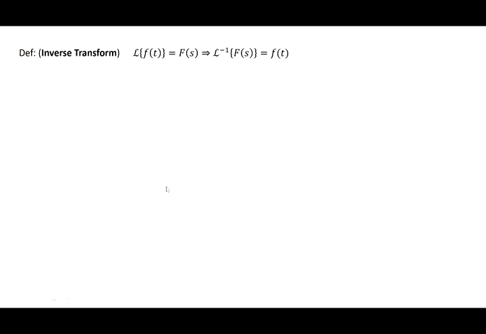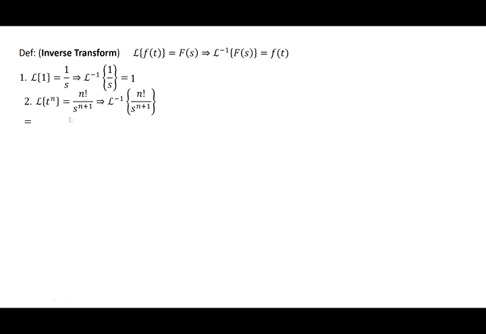Inverse Laplace transform, the definition is, if Laplace of f of t is uppercase F of s, then that implies Laplace inverse of F of s is just f of t. Okay, seems fairly obvious to me. So what do we know? We know Laplace of 1 to be 1 over s. So if I ask you, what's Laplace inverse of 1 over s? Duh, it's just equal to 1.